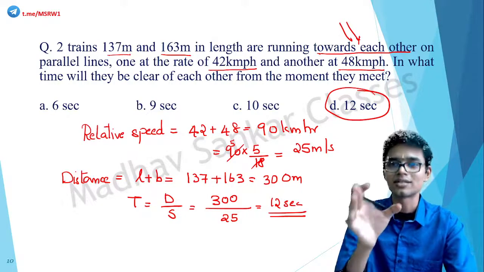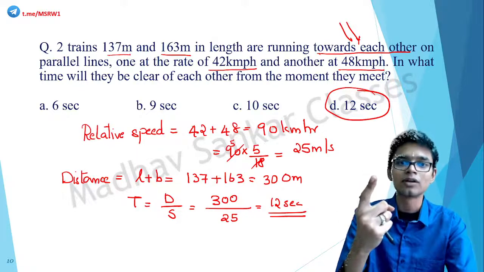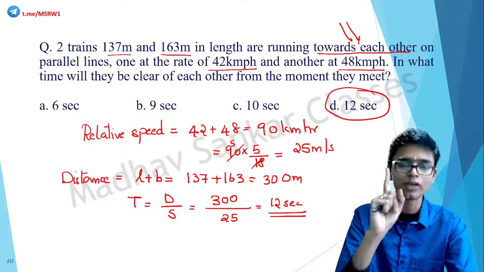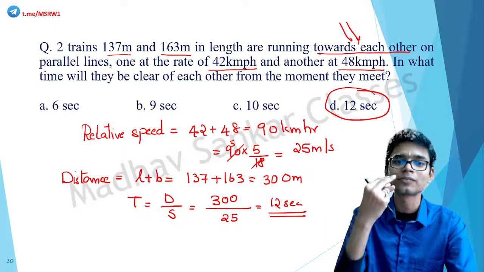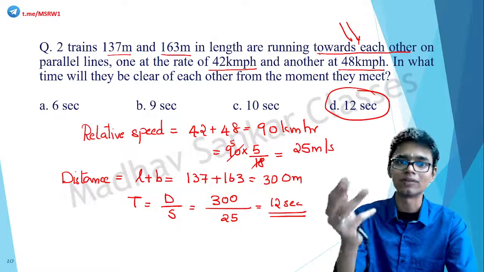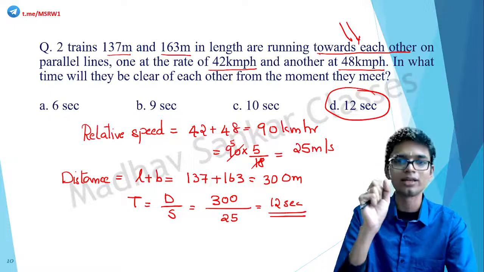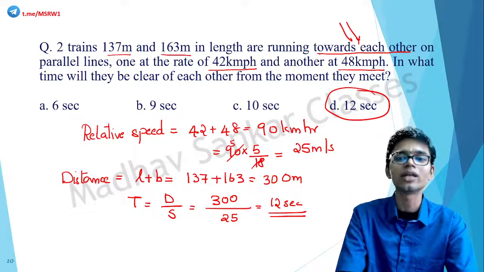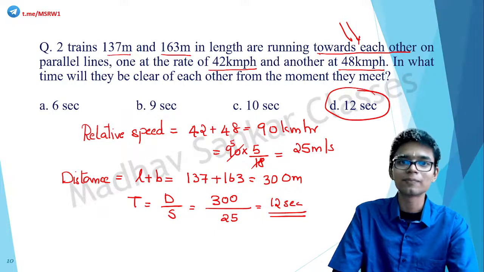All we have to keep in mind is the direction in which the trains are moving, or the direction in which the bodies are moving, whether the length of that body is significant, and the unit in which the values are given. If these three things are carefully noted, then there is no way that you can make an error in this question. All right, shall we do the next one?